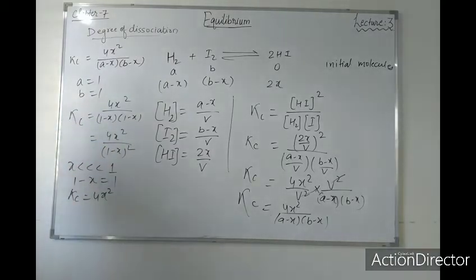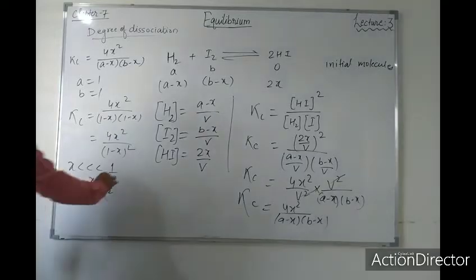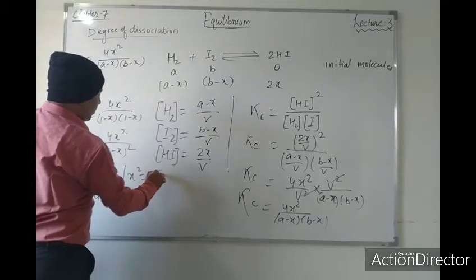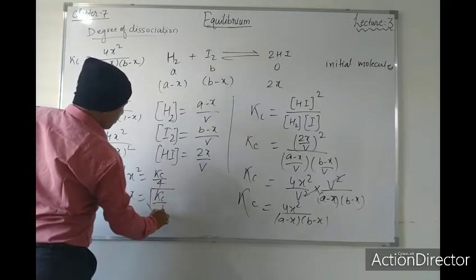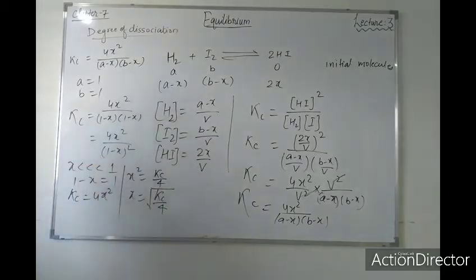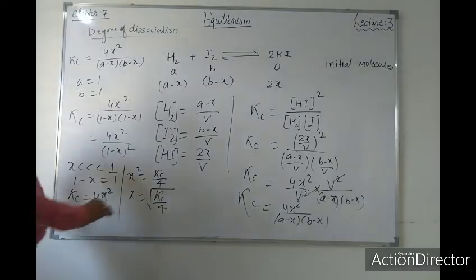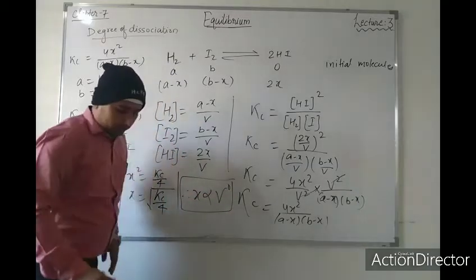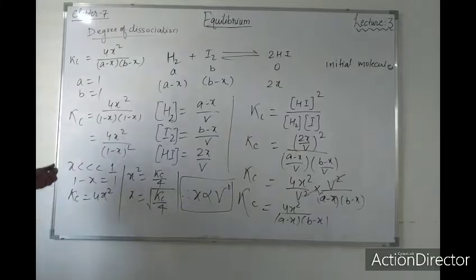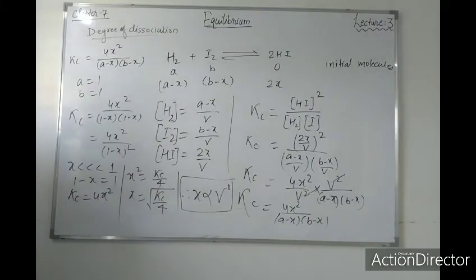Right? So if I talk about it, x square is equal to Kc upon 4. So x will be under root equilibrium constant upon 4. Right? And if you want to remove this equilibrium constant, then here you can write the degree of dissociation. X is directly proportional to the square root of Kc. So, as you have seen, that is the degree of dissociation.